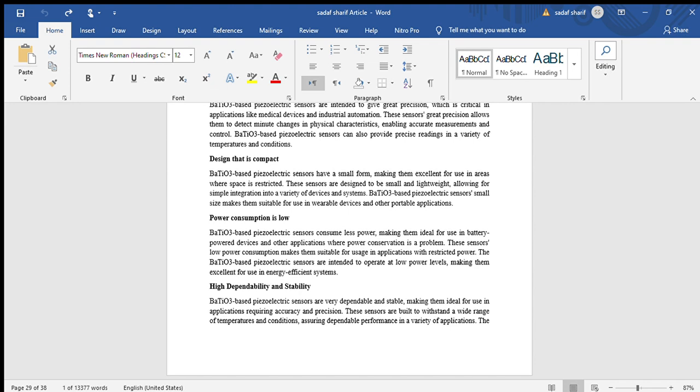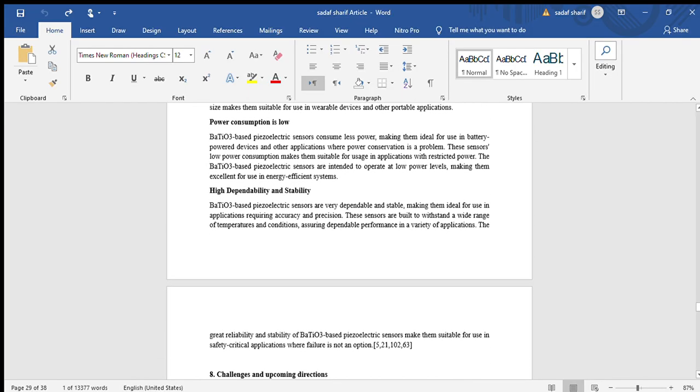Now its low power consumption. Barium titanate based piezoelectric sensors consume less power, making them ideal for use in battery powered devices and other applications where power consumption is a problem. The sensors' low power consumption makes them suitable for usage in applications with restricted power, and the barium titanate based piezoelectric sensors are intended to operate at lower power levels, making them excellent for use in energy efficient systems.